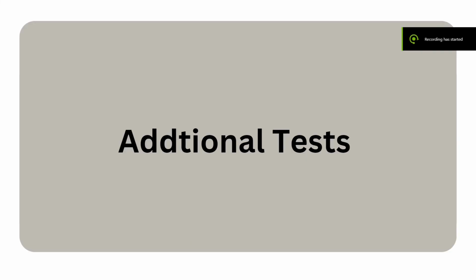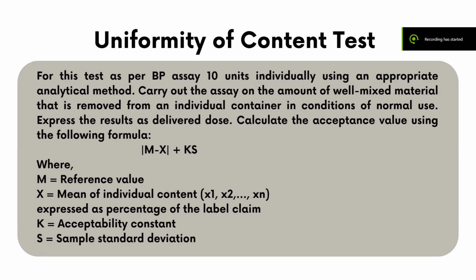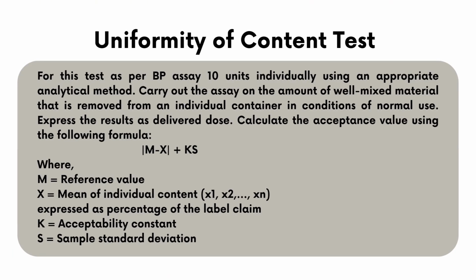Additional tests. First, uniformity of content test. For this test, as per the British Pharmacopoeia assay, we select 10 units and assay them individually using an appropriate analytical method.